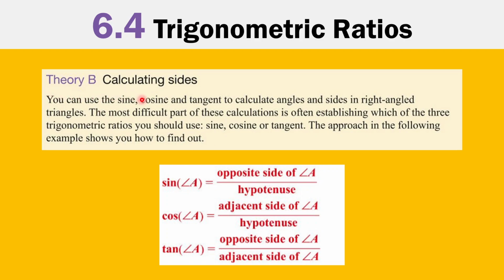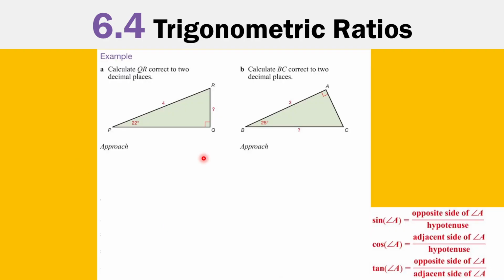You can use the sine, cosine, and tangent to calculate angles and sides in right angle triangles. The most difficult part of these calculations is often establishing which of the three trigonometric ratios you should use. Indeed it is. The approach in the following example shows you how to find out. Let's try and do those examples together.